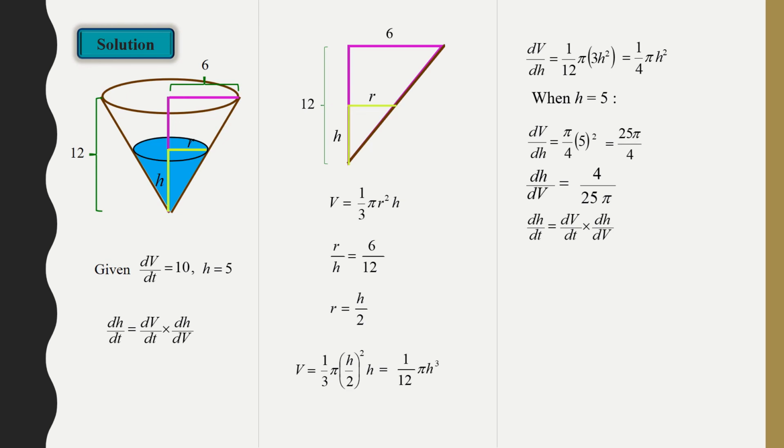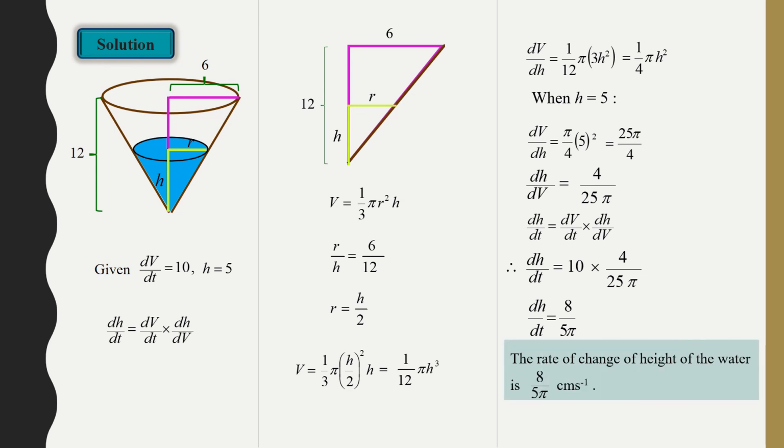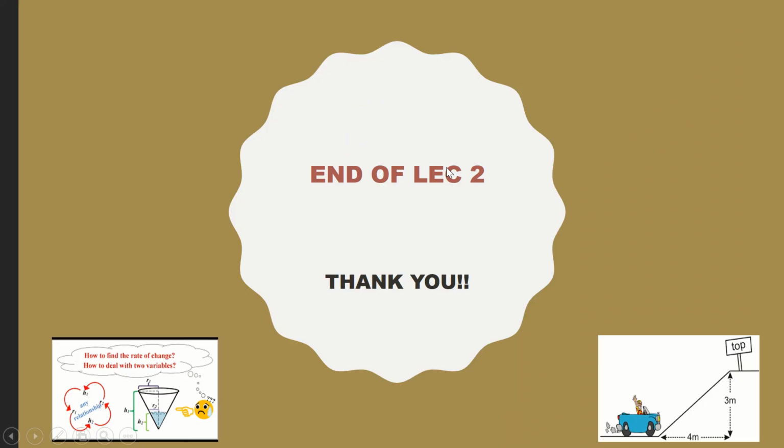So then kita substitute the value H equals 5. So then we get dH/dV equals 4 over 25 pi. So then dH/dt equals 10 times 4 over 25 pi. So finally we get dH/dt equals 8 over 5 pi. So as a conclusion, the rate of change of the height of the water is 8 over 5 pi centimeters per second.